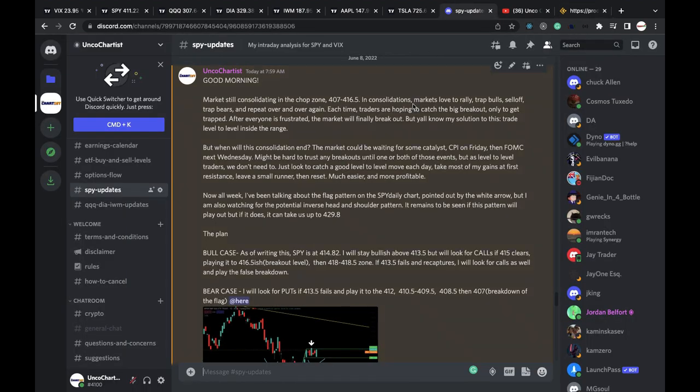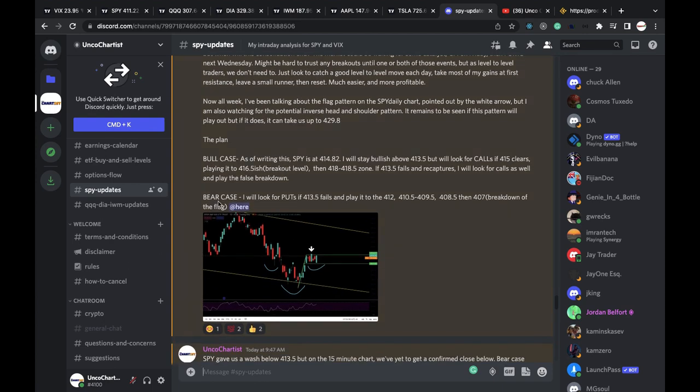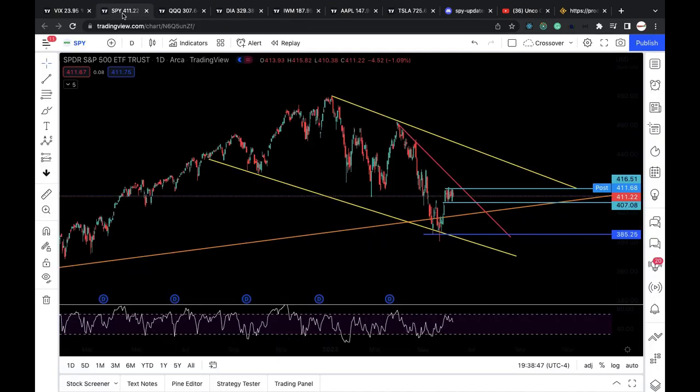Usually this is the part where I tell you guys my plan on my Discord, and I was looking for the bear case scenario. It pretty much played out well today. I said I will look for puts if 413.5 fails and play to 412, 410.5, and lower levels. We were able to play puts. 413.5 failed, and we played it down to the 412 to 410.5 level.